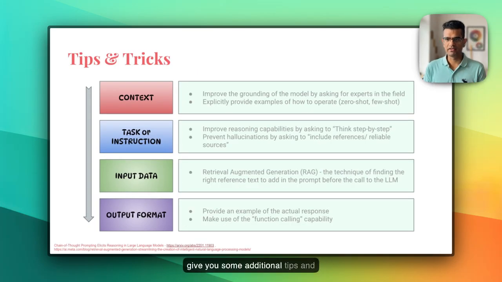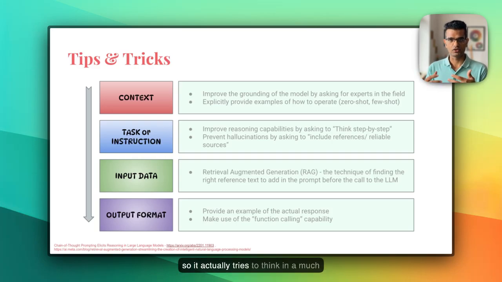So just to also give you some additional tips and tricks, the reason why you use context is to improve the grounding of the model by asking for experts in the field. So if you're interested in physics, you can say, act like Albert Einstein and based on this, explain to me, or act like Richard Feynman and explain this concept to me. You can actually do this. The task or instruction can be improved by the help of certain keywords like think step by step, which is also called chain of thought. You can also prevent hallucinations in this way by saying include references or reliable sources.